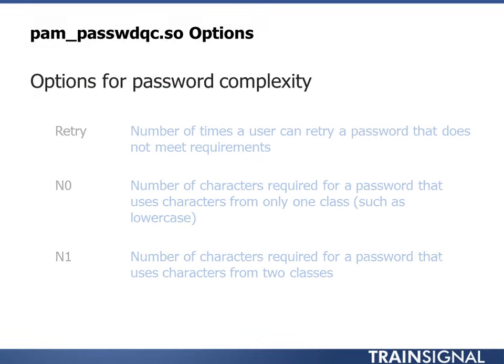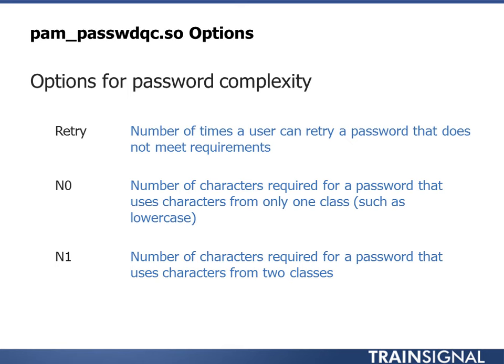So options for the complexity. Retry is the number of times a user can retry a password that does not meet requirements. And then N0 is the number of characters required for a password that uses characters from only one class. So if you type in nothing but a lowercase password, you've got to have 8 characters. N1 is the number of characters required for a password that uses 2 classes, so uppercase and lowercase, and you still need 8 characters by default. Remember, it's 8, 8, 8, 7, 6.